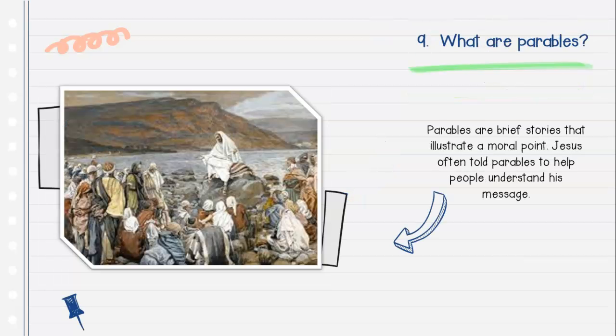Question number 9, what are parables? Parables are brief stories that illustrate a moral point. Jesus often told parables to help people understand his message. And a moral point means something that is good and right. So being moral means being good and right and just and having good thoughts.